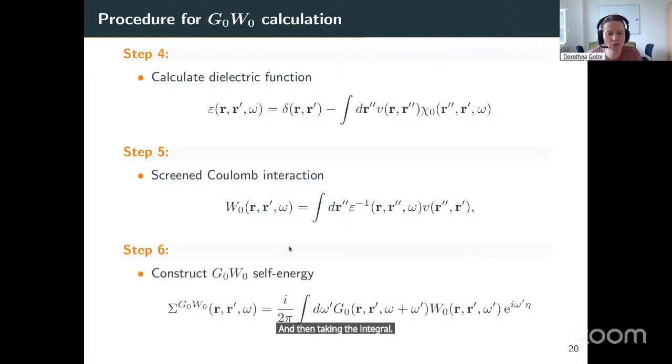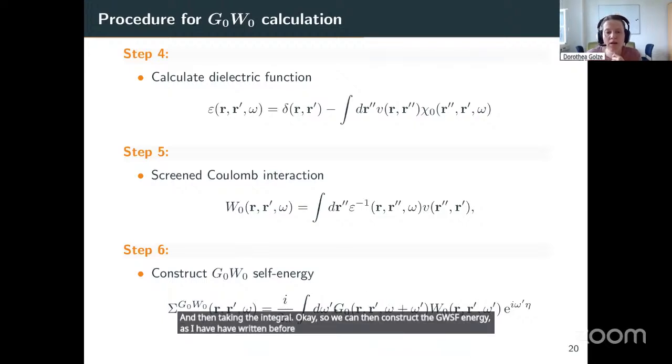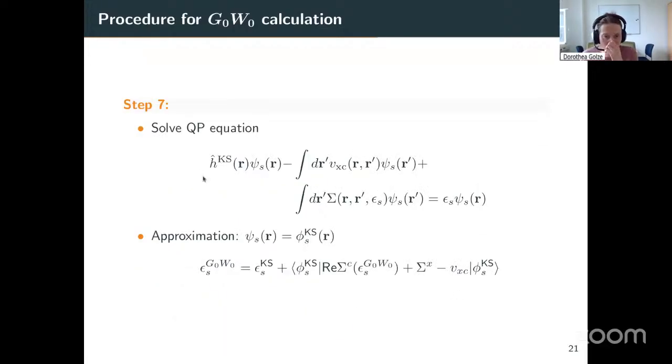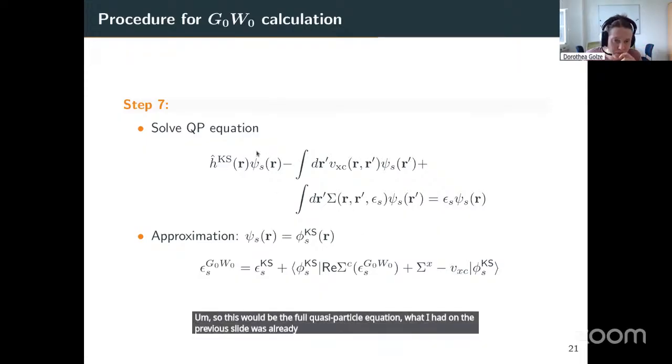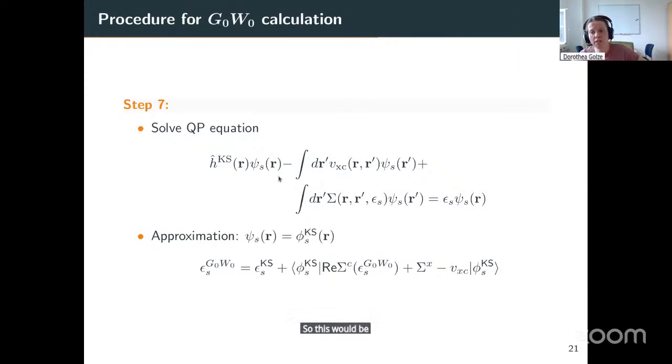Okay, so we can then construct the GW self-energy as I have written before by solving these frequency integrals over G0 and W0. So this would be the full quasi-particle equation. What I had on the previous slide was already an approximation. So this would be our quasi-particle wave functions. We make now the approximation that we insert instead the Kohn-Sham orbitals, and then basically integrate also from the left and then get the following expression.